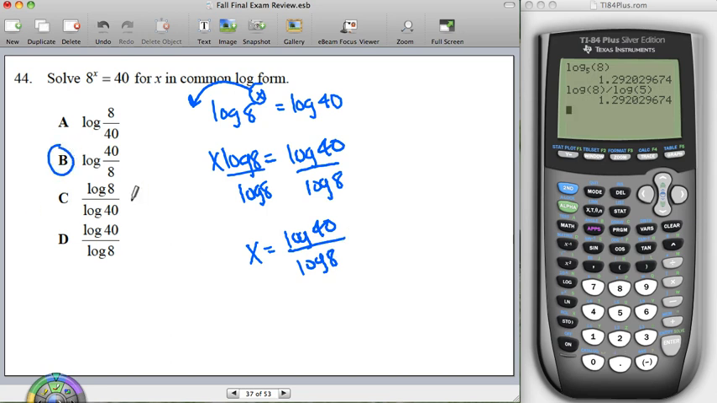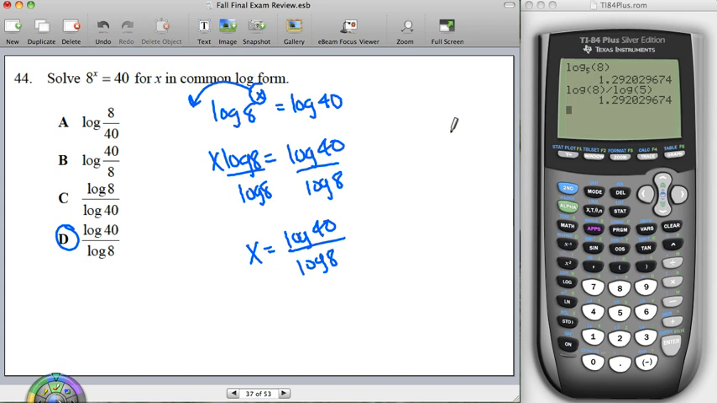So my solution for 44 is going to be... Oh, not B. Sorry, don't make this mistake. Your answer is D. You can't combine these in the same logarithm, so it needs to stay as log of 40 over log of 8. Got thrown off for a second.